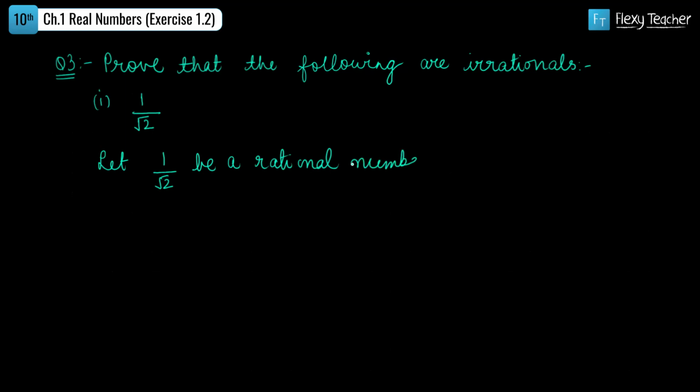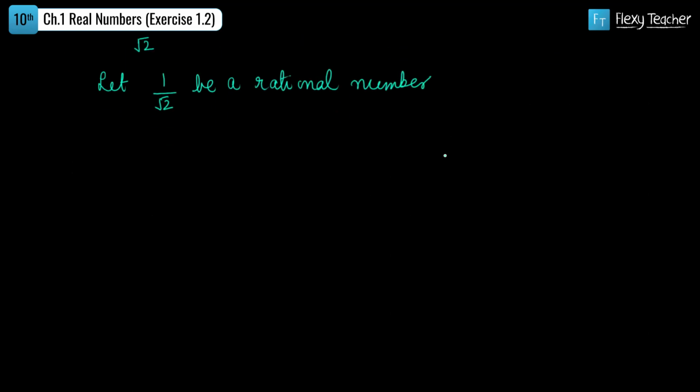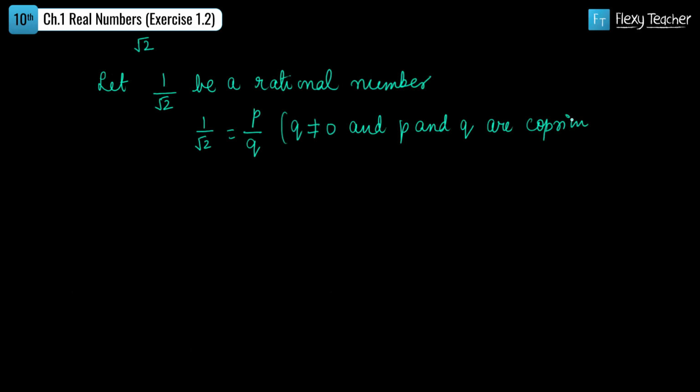So, when 1 upon under root 2 is a rational number, we can write 1 upon under root 2 is equal to P upon Q. ये हमने previous sums में already देख लिया है, where Q is not equal to 0 and P and Q are co-primes. And P and Q are integers, which are co-prime integers. And Q is not 0.